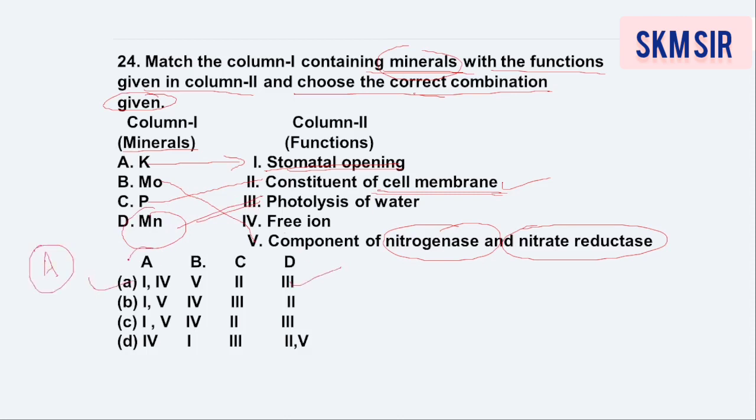And also you observe that for potassium, the fourth option is also correct. That is free radical or free ions. So potassium is present as free ions. It is found even inside the cytoplasm or in the cytosol. It is present as a free ion. So it is also correct. So guys, this was the answer. That is option A for the 24th.